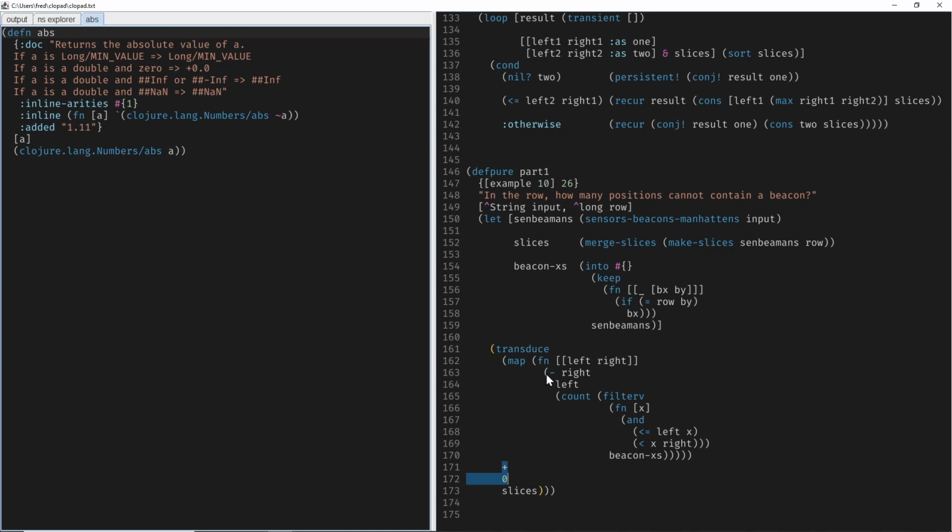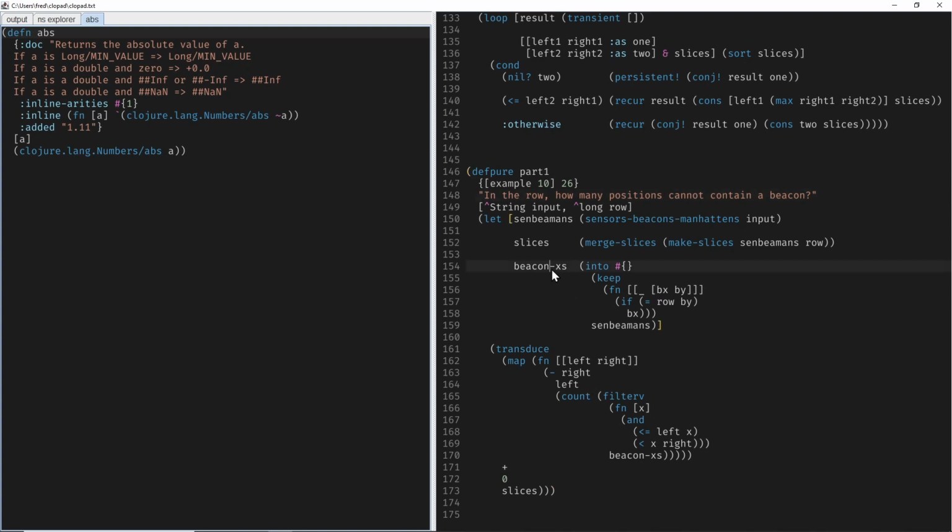What exactly do we want to add up? The difference between right and left. That tells us how many cells it spans. But there could be a beacon in that span, or even multiple beacons. So we have to calculate how many positions cannot contain a beacon. And of course, if there are beacons, then we can't count them as positions that cannot contain a beacon.